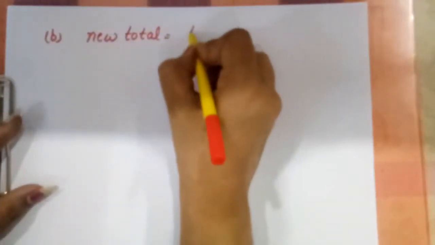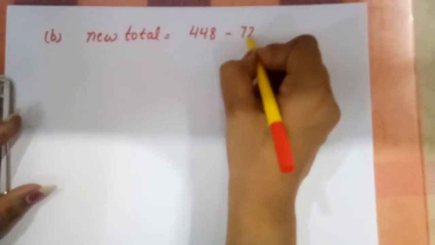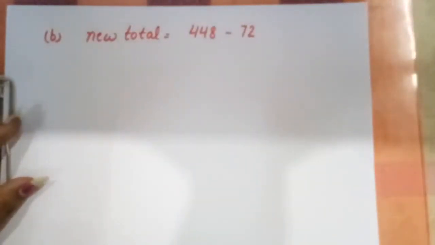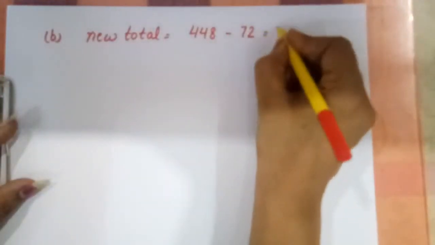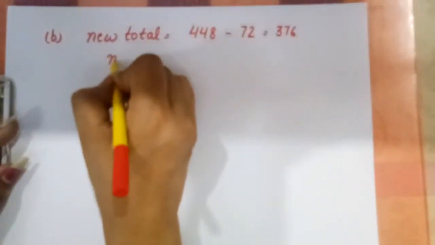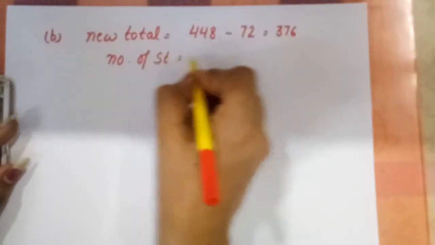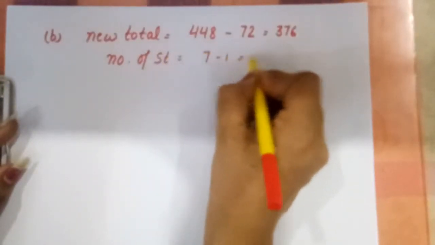Earlier your total was 448, and you have to exclude a student who scored 72. So now we have to subtract 72 from 448, which is equal to 376. Now the number of students is 7 minus 1, that is 6.